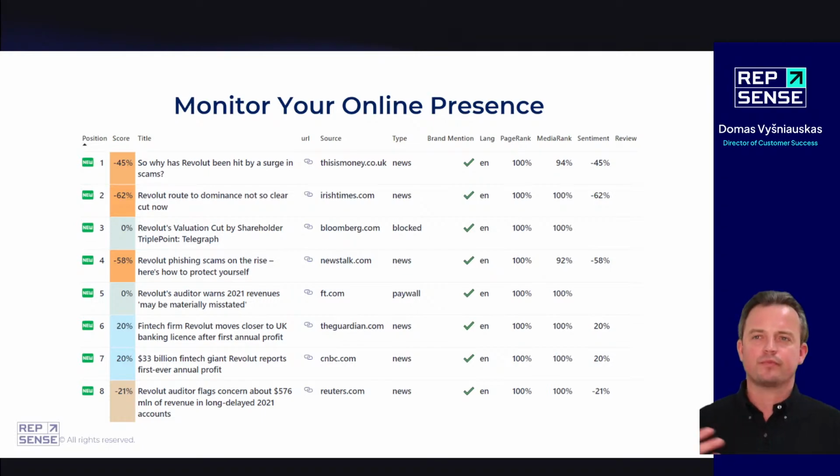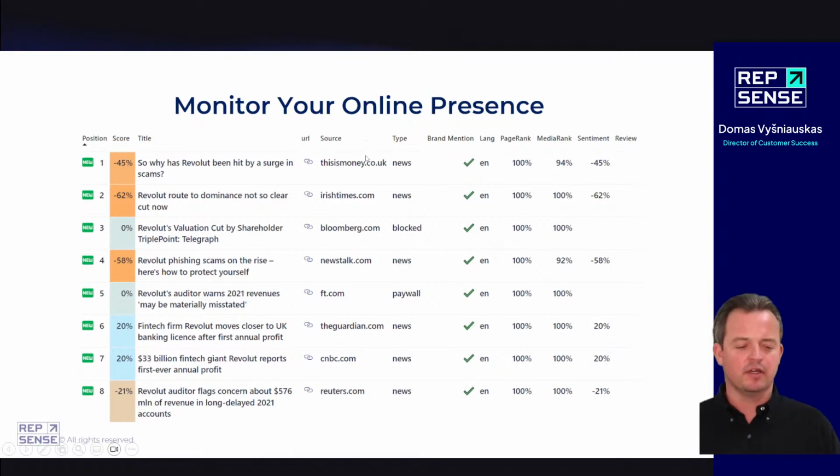So, you can also see here, I'm just going to this presentation. Okay, you can also see the sentiment score. So this will be a Repsense index that is being presented here. And of course, when somebody says, so why has Revolut been hit by a surge in the scams? Of course, the sentiment about the company is not going to be very, very high. And you will have the source, the type of content, the media rank, and all the other metrics about this, with the link to the information that's being mentioned.